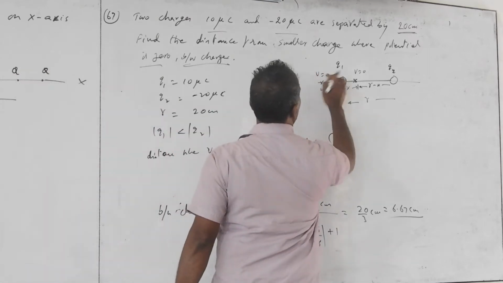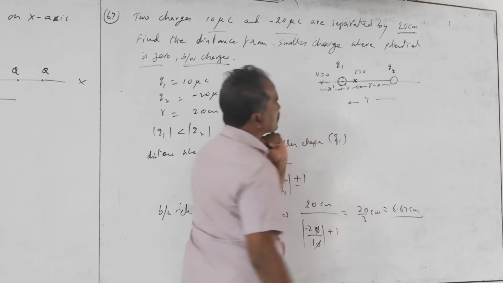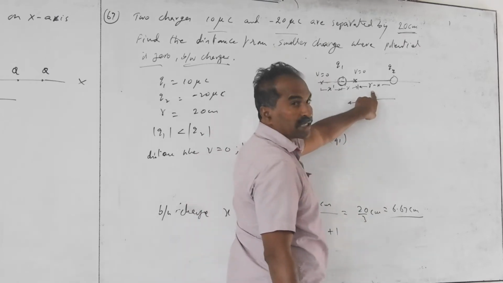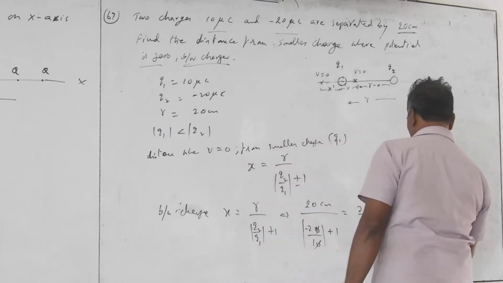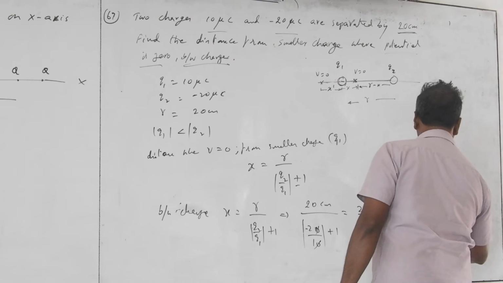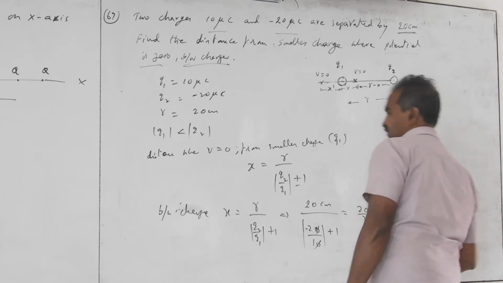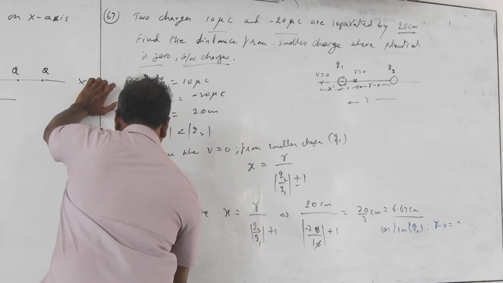This is V1, V0, V0. But here this is x, from the smaller charge. Sometimes they ask for the bigger charge, R minus x. So that is between, R minus x from Q2 is the distance. You find out how much is the electric potential. That is between the charges. Outside charges is calculated separately.